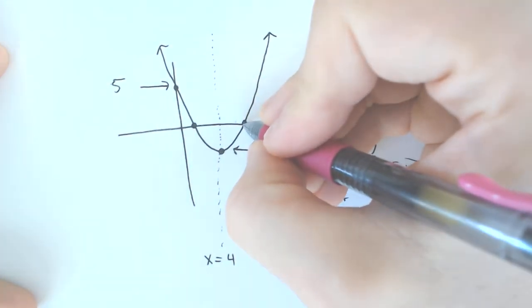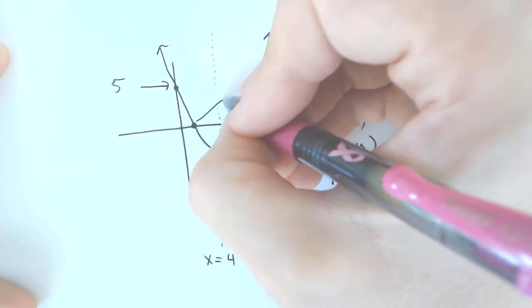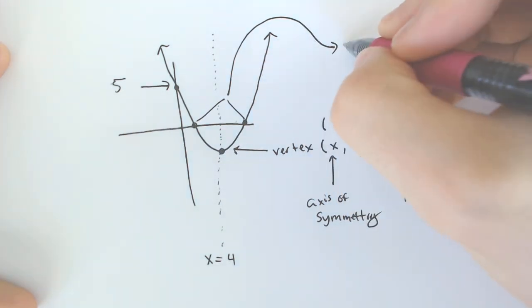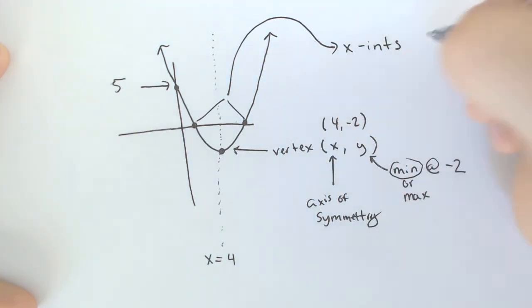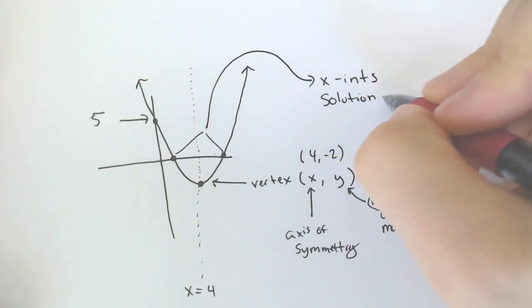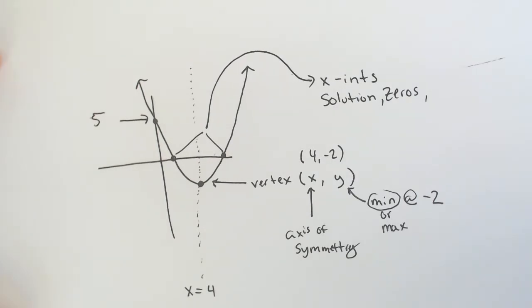The only other part of the graph that is really important are these guys right here. These are both the x-intercepts. The x-intercepts are the solutions to the graph. They are also known as the zeros of the graph, and they're also just called the x-intercepts.